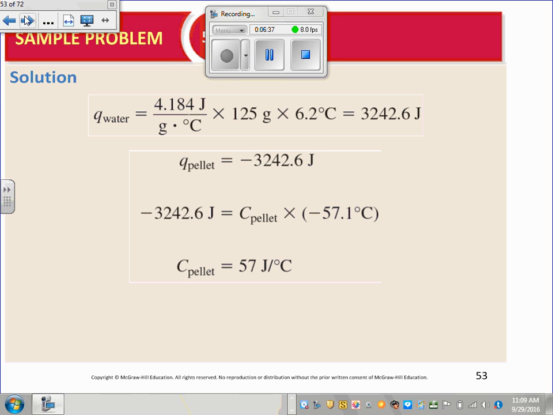So if somebody brought in an unknown metal, I don't know if this is copper, brass, or bronze, maybe they all look the same. If you know the specific heat of all of those and you take a sample of this and run this experiment, you can calculate the specific heat and see which one it matches up with.